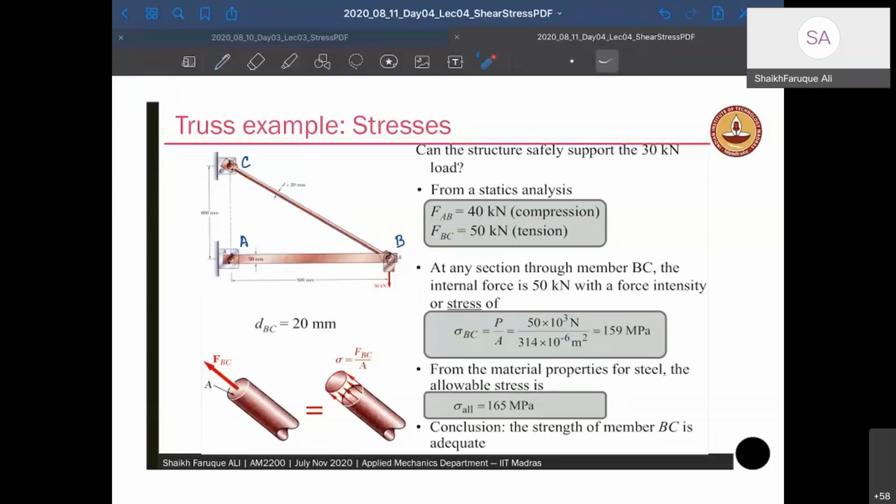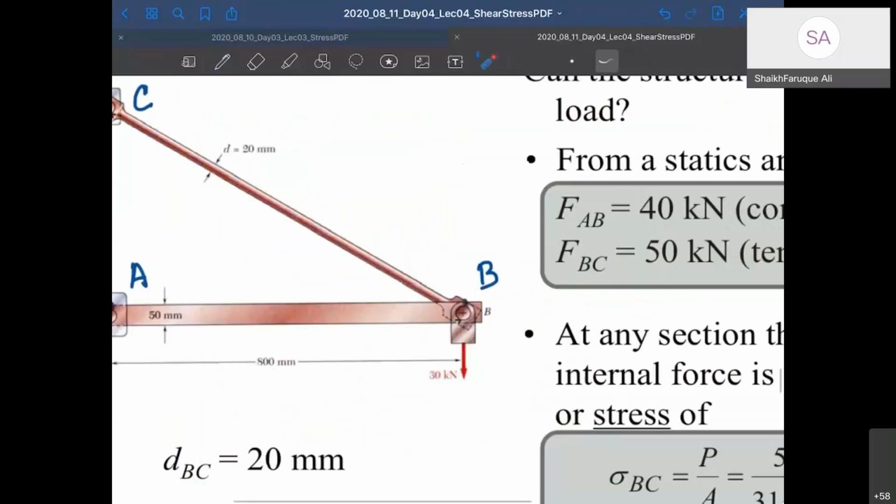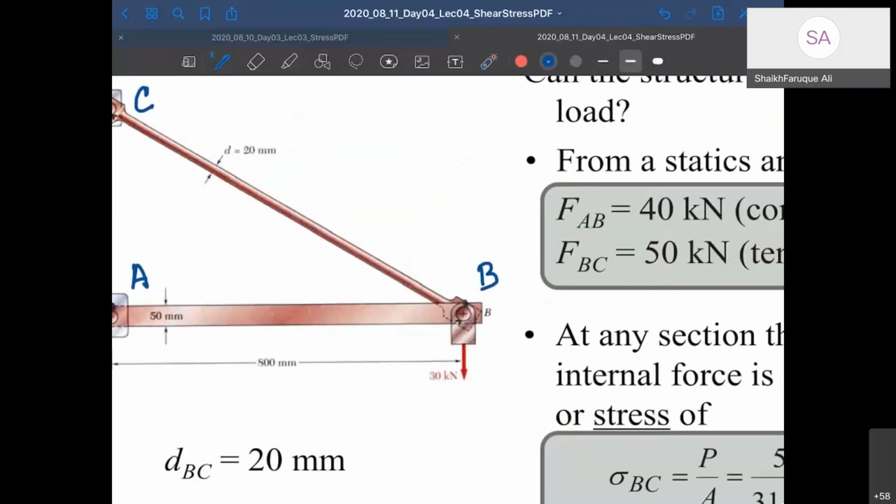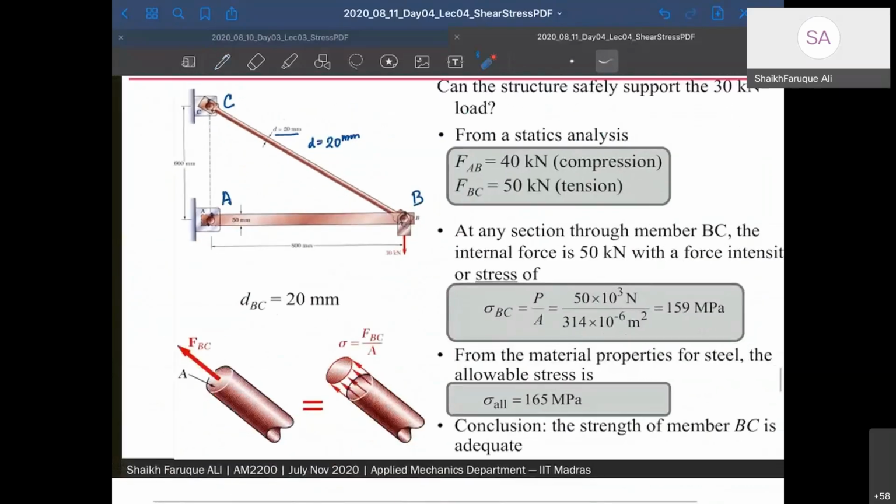With the force intensity, stress will be there. Sigma BC will be P by A, right? So you know P and you know area because diameter is given to be 20. So if D equals 20, you can find the area, and once you find the area, you can divide it. So you get sigma BC. It's a normal stress.